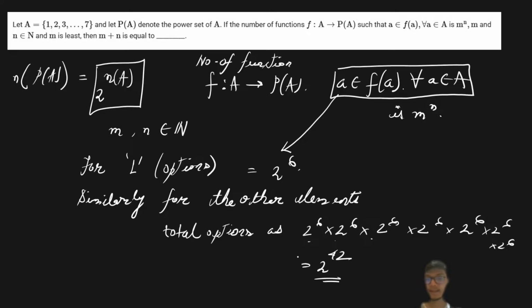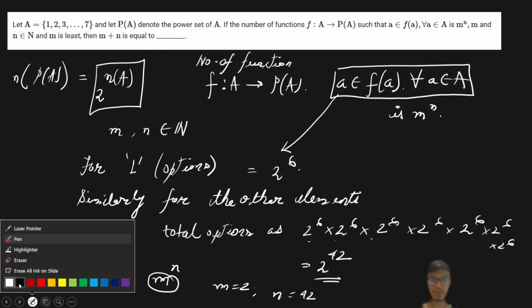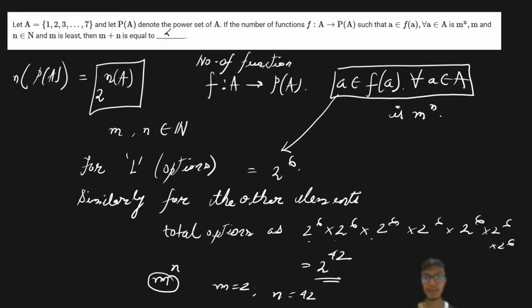Now it is given as m to the power n, where m is the minimum. So the minimum value is m equal to 2 and n equal to 42. Therefore m plus n is equal to 44. I hope this solution is clear to all of you. It's a very simple, straightforward problem.